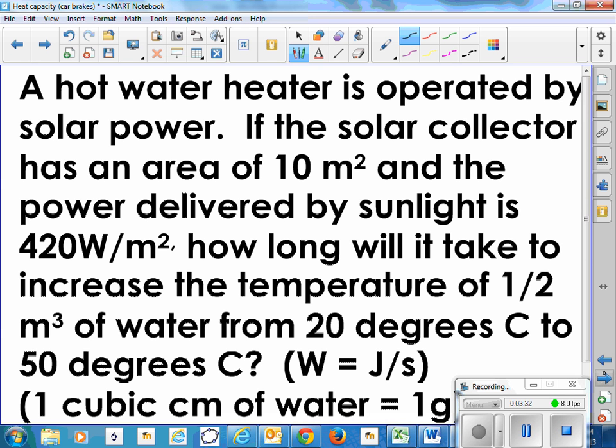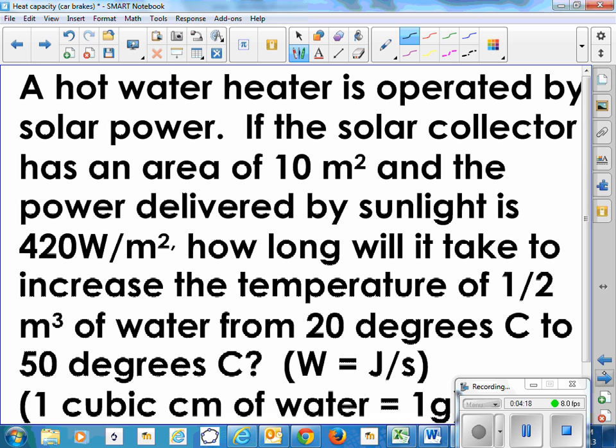So let's say we have a hot water heater operated by solar power. If the solar collector has an area of 10 square meters and the power delivered by sunlight is 420 watts for every square meter, how long will it take to increase the temperature of 1/2 of a cubic meter of water from 20 degrees Celsius to 50 degrees? A watt is a joule per second, and a cubic centimeter of water has a mass of 1 gram. So we can do those conversion factors. The total increase is 30 degrees.